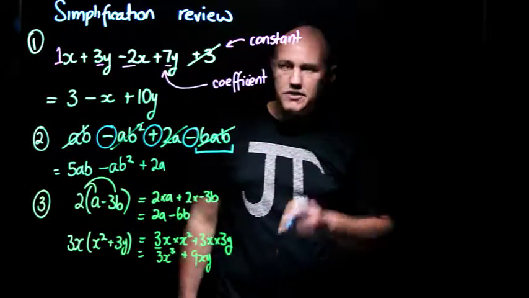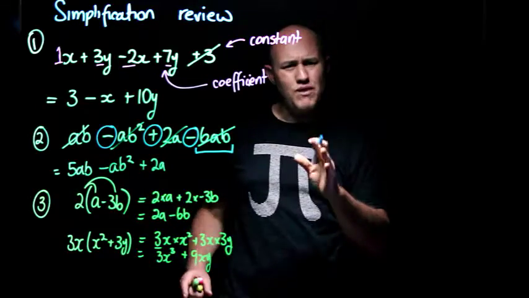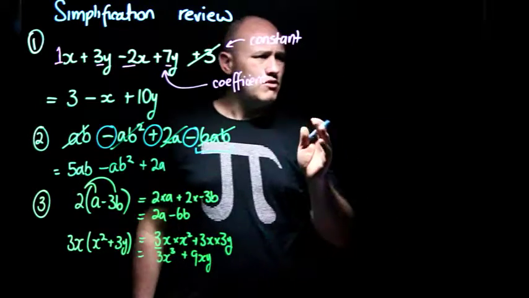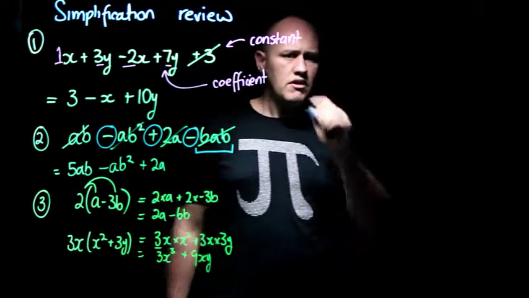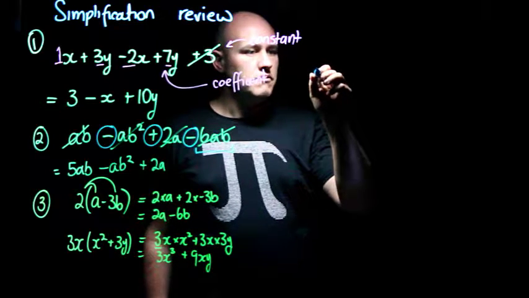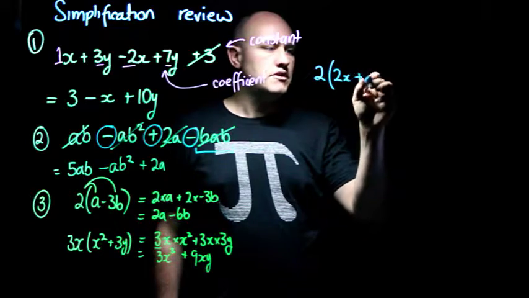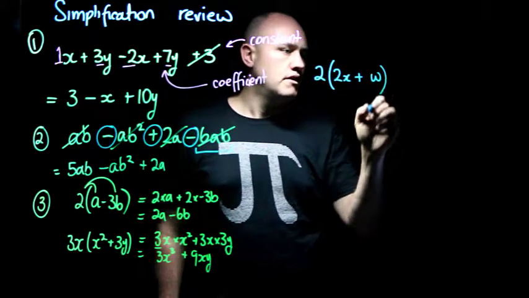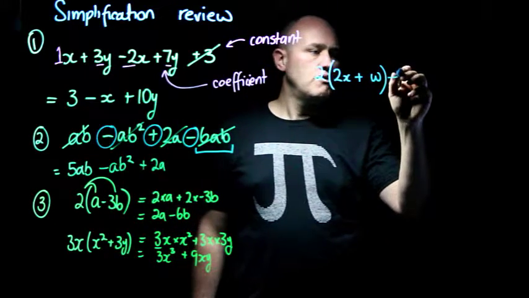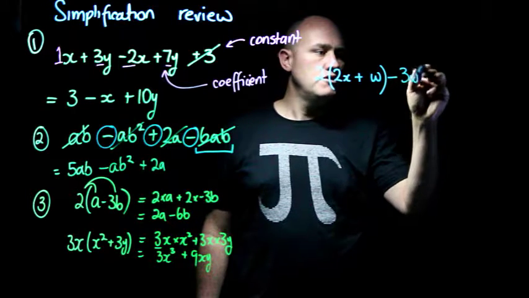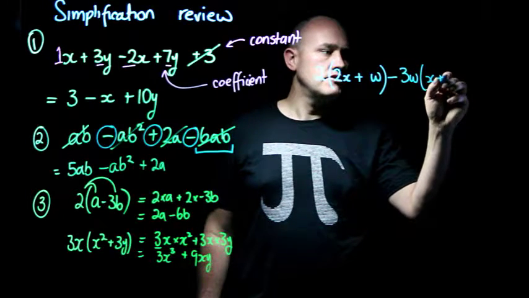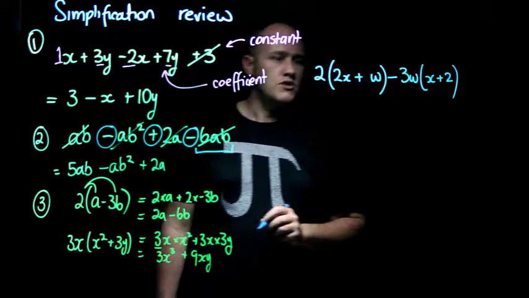Okay, so I've run out of space to write this out, so we've got place to do one more question where there's an opportunity to simplify. So let's do this time 2 times 2x plus w minus 3w times x plus 2. Let's do this question, okay?